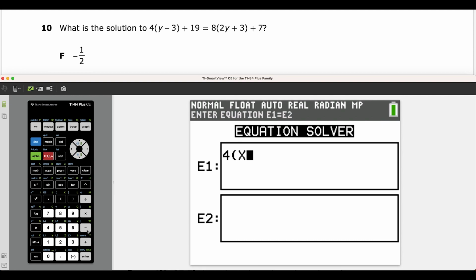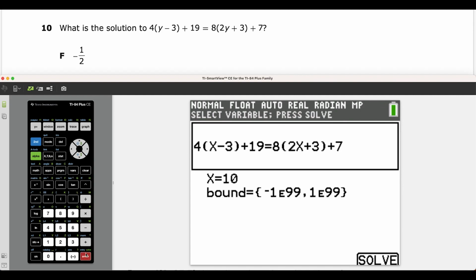So we have 4 times, I'll put x minus 3. And then we're going to tack on our plus 19. And then the right side of the equation, I'm going to put in the equation 2 spot. We have 8 times, I'm going to put 2x plus 3, and then close that parenthesis and write plus 7 on the outside. Now for this part here, after we press OK, we have to kind of guess an answer.